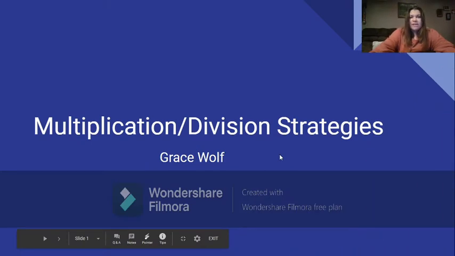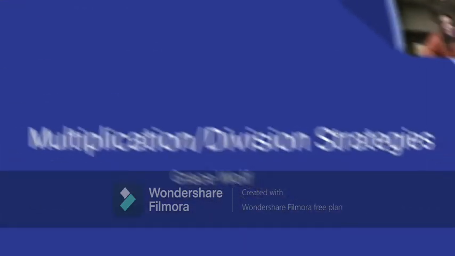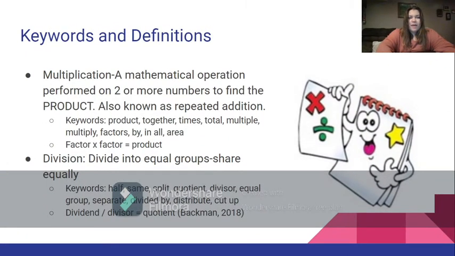So for this presentation, I will be showing different strategies for multiplication and division by Grace Wolf. So first, we have keywords and definitions.